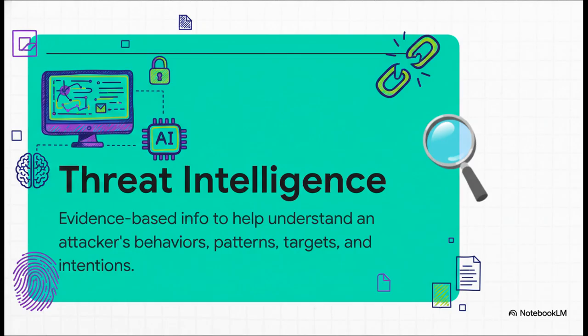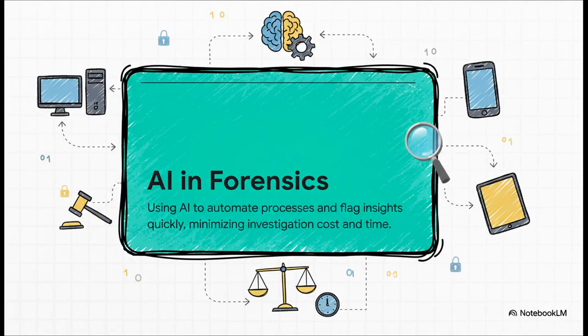And now we have to talk about AI, because artificial intelligence is a total game changer. I mean, investigators are often looking at terabytes of data. That's like trying to find one specific sentence in a library full of books. It's impossible for a human alone. So AI acts like a partner, automating the grunt work and flagging potential evidence in a tiny fraction of the time.